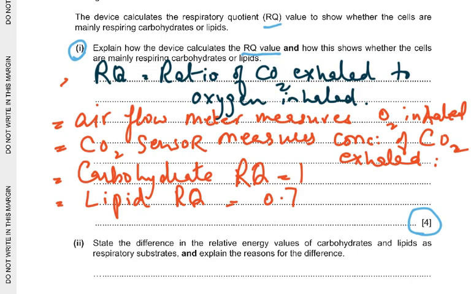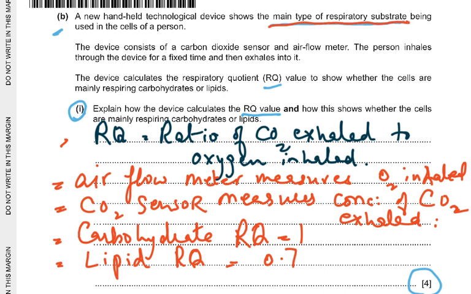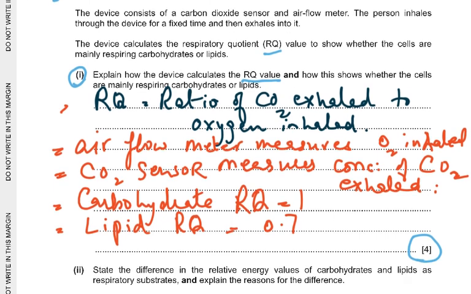So when you look at the mark scheme, it's very clear that RQ is the ratio of CO2 exhaled to oxygen inhaled. Then the airflow meter will measure the oxygen inhaled. The carbon dioxide sensor will measure the concentration of CO2 exhaled. The carbohydrate RQ is 1. Lipid RQ is 0.7. So you see, why didn't we talk of proteins? The reason is that here it says main type of respiratory substrate. Now, proteins are not respired, only in the late stages or terminal cases of cancer, then it is respired.